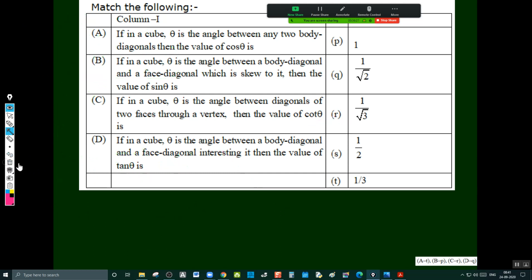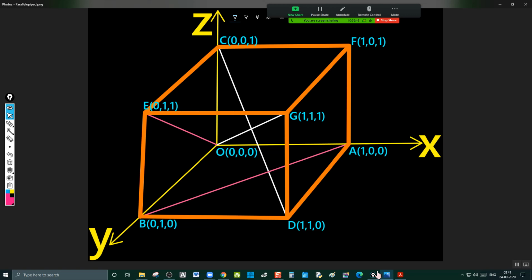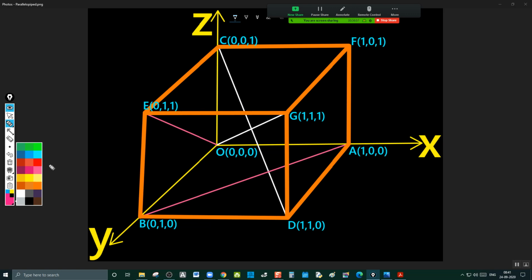Very good. Now coming to D, please. If in a cube theta is the angle between a body diagonal and a face diagonal intersecting it, then find the value of tan theta. Body diagonal and a face diagonal. This is the body diagonal OG. Face diagonal is OE. OG bar, comma, OE bar.